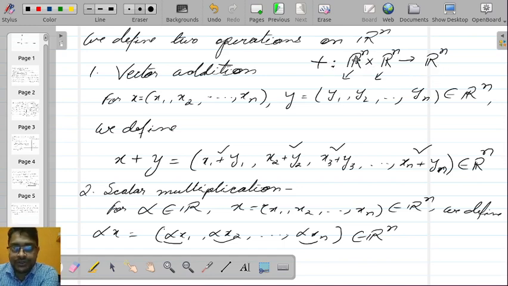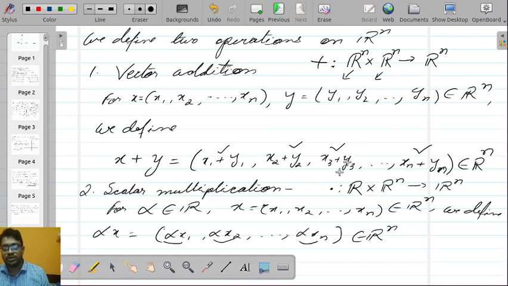So it's a binary operation. Plus is closed in R to the power n. And scalar multiplication also is a binary operation, an operation of this type. It's closed. Dot is an operation from R cross R to the power n to R to the power n. It takes one element from R and one element from R to the power n and gives us an element in R to the power n. So these two binary operations satisfy closure, they are closed in R to the power n.